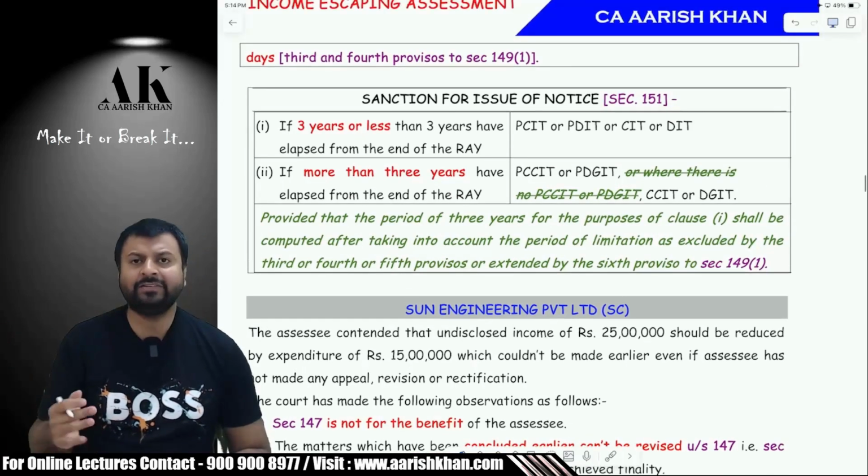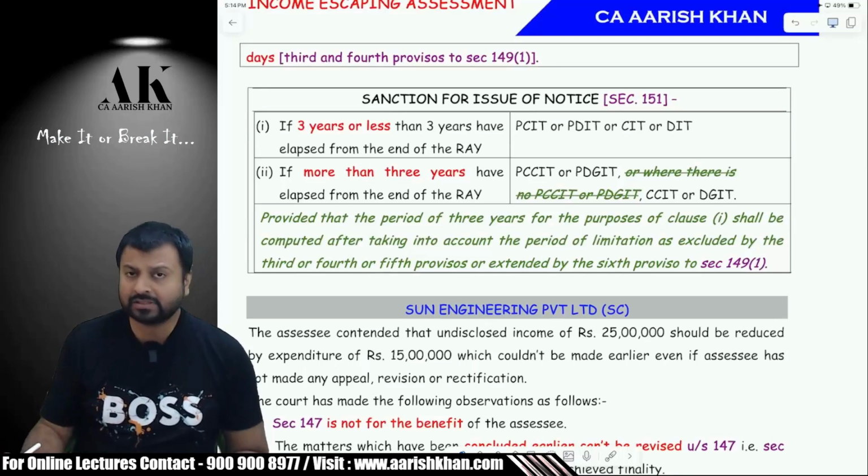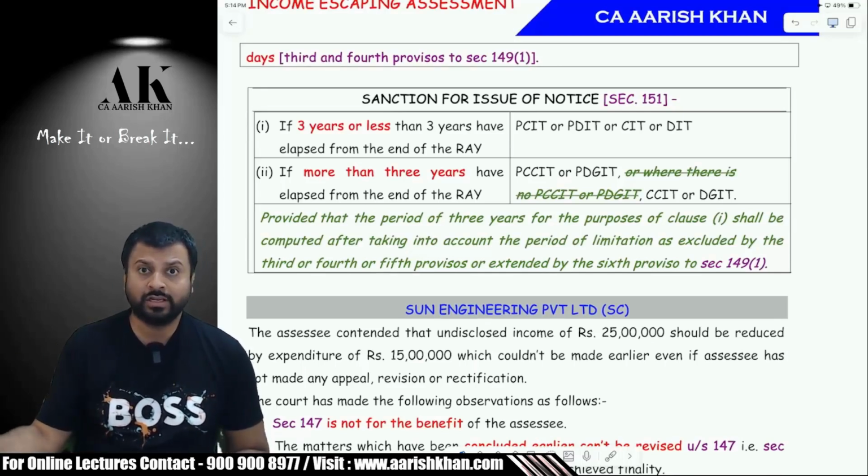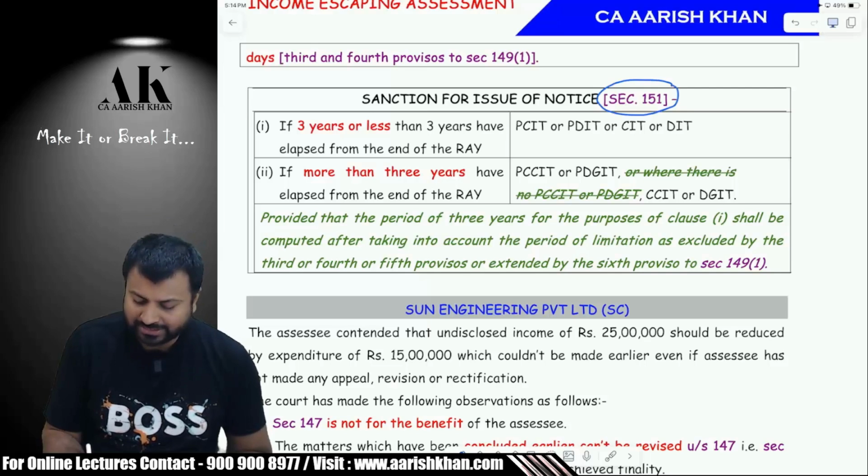Now, again and again, we have been saying that for the purpose of issuing notice, the AO has to take a sanction from a higher authority. Who is the higher authority from whom the AO has to take sanction? It is mentioned in section 151.